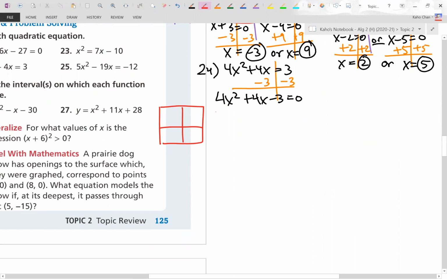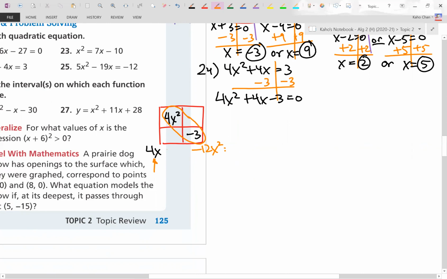All right, this is the hybrid box method. First term with first box. Last term, last box. Middle term, lower left-hand corner. Multiply the downhill product. Find all the possibilities that when added together will give me 4x.